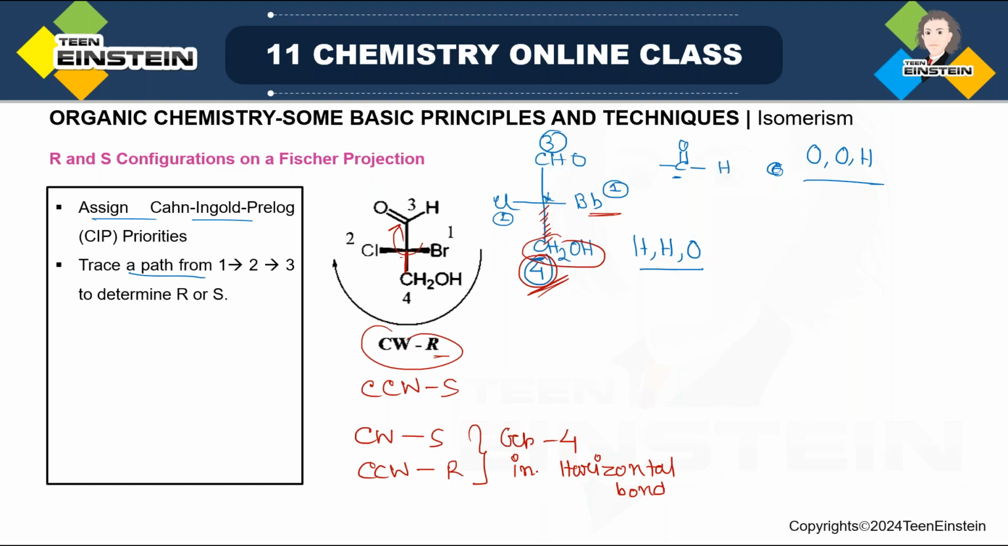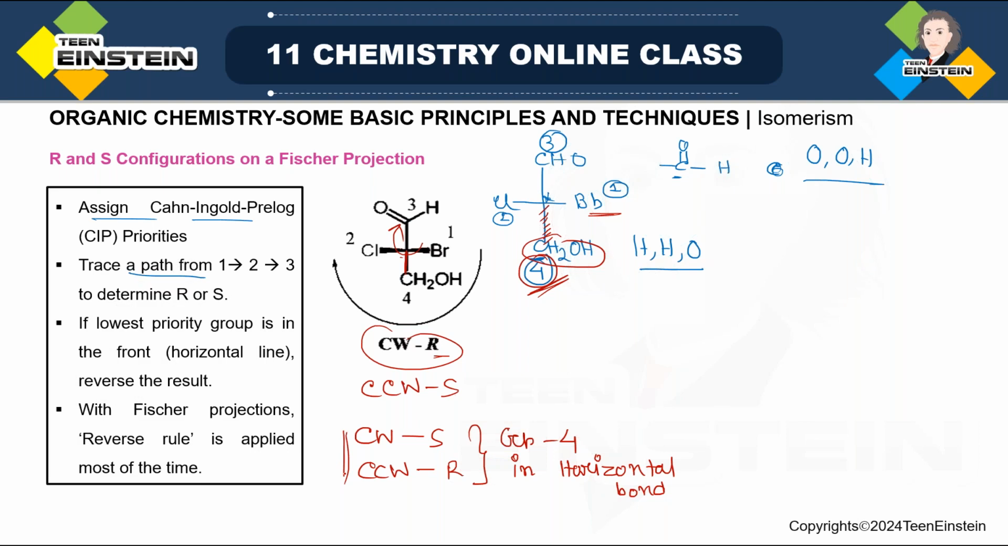But what happens in most of the Fischer projections that you will see, most of the time hydrogen is the lowest priority group and that is always present in the horizontal bond. So most of the time you have to apply this reverse rule. If the lowest priority group is in the horizontal line, that means it is coming towards you, then reverse the result. With Fischer projections, the reverse rule is applied most of the time, because the lowest priority group is mostly hydrogen in the horizontal bond. That is the reason.